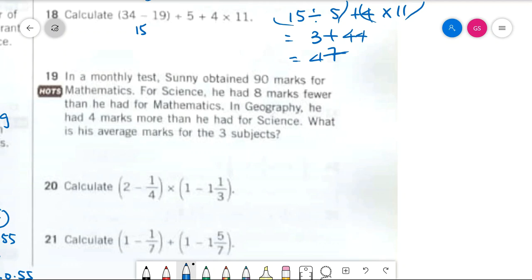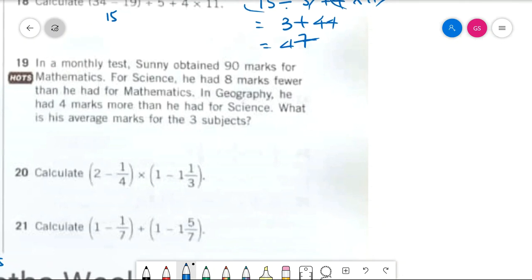Let us put into, because problem solving, let's write out first. Monthly test, mathematics, let's put math. Mathematics, you get how much? 90. Then, for science, how much did he get? 8 marks fewer. What does that mean? It means you take 90 minus 8. 8 fewer than mathematics. Mathematics is 90, so you take 90 minus 8.